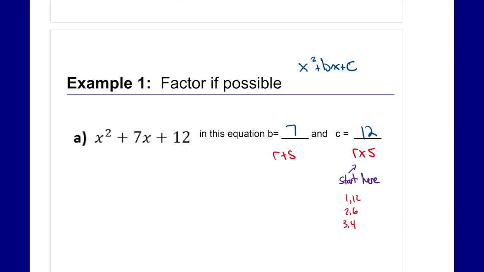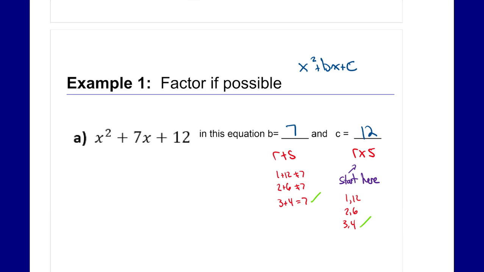And with those numbers, we're going to see, okay, are there any of them that add to 12? Or sorry, add to 7? Well, 1 plus 12 does not equal 7. 2 plus 6 does not equal 7. 3 plus 4 does equal 7. So that means 3 and 4 are going to be my two values that fit this rule or these steps.